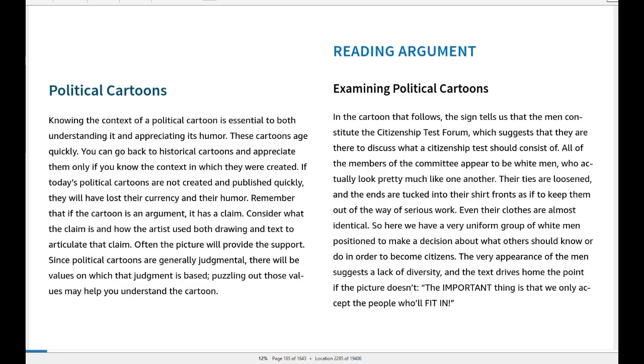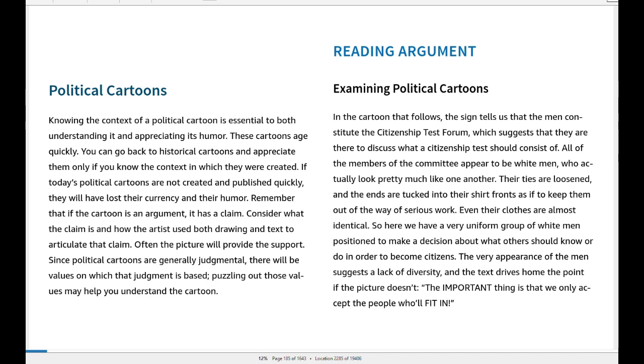Political cartoons. Knowing the context of a political cartoon is essential to both understanding it and appreciating its humor. These cartoons age quickly. You can go back to historical cartoons and appreciate them only if you knew the context in which they were created. If today's political cartoons are not created and published quickly, they will have lost their currency and their humor.